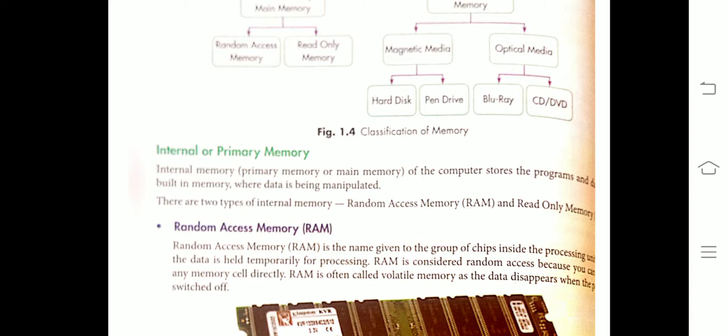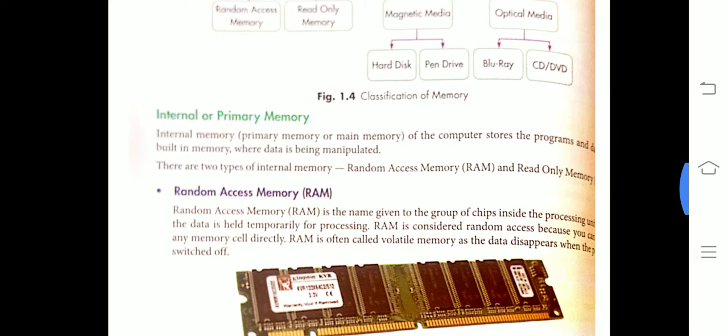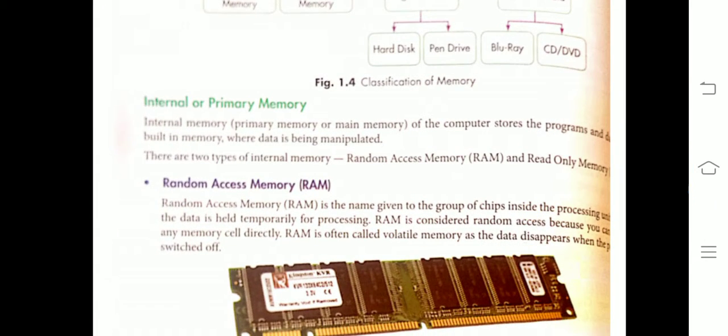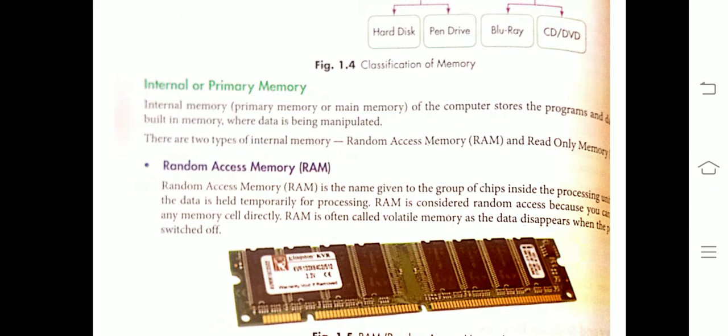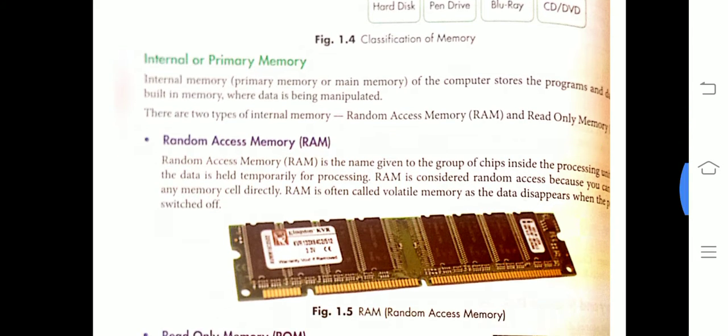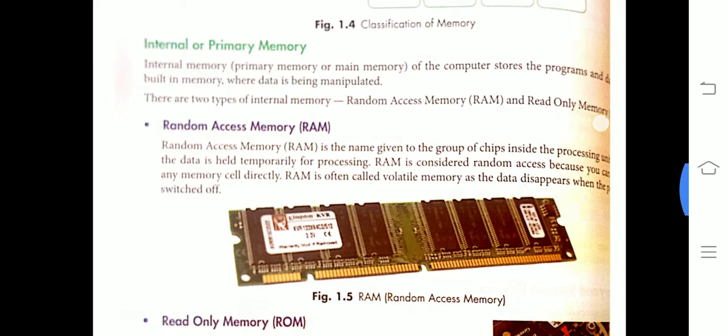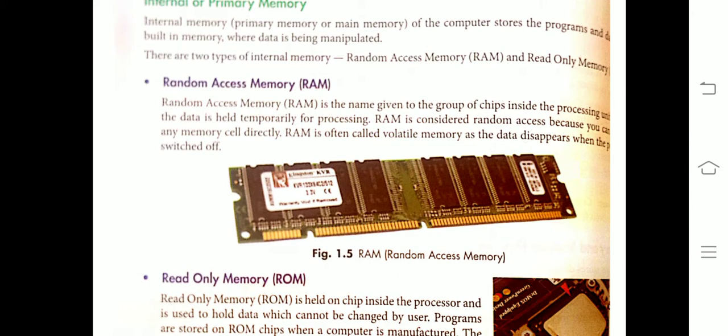What is internal memory? Internal memory of the computer stores the program and built-in memory, meaning where data is being manipulated. There are two types of internal memory: random access memory and read-only memory. So what is random access memory?